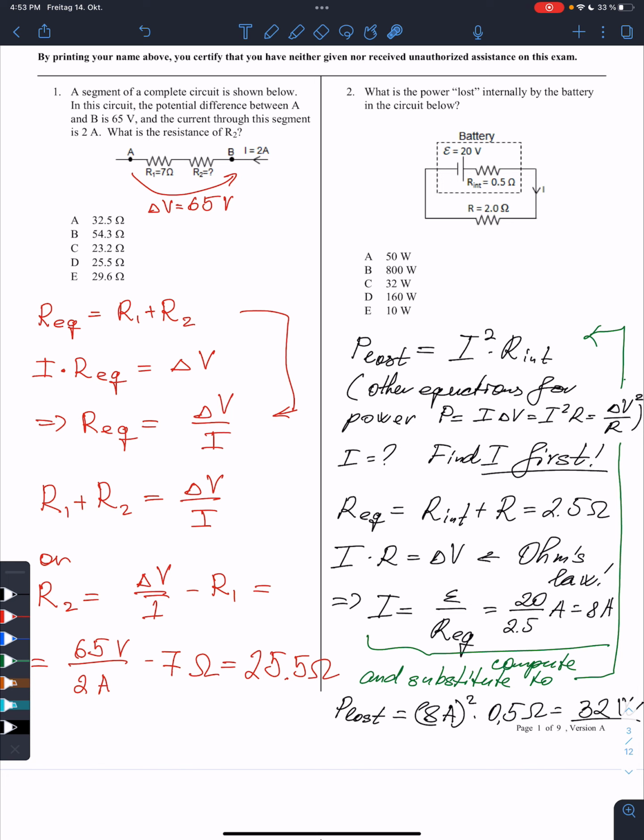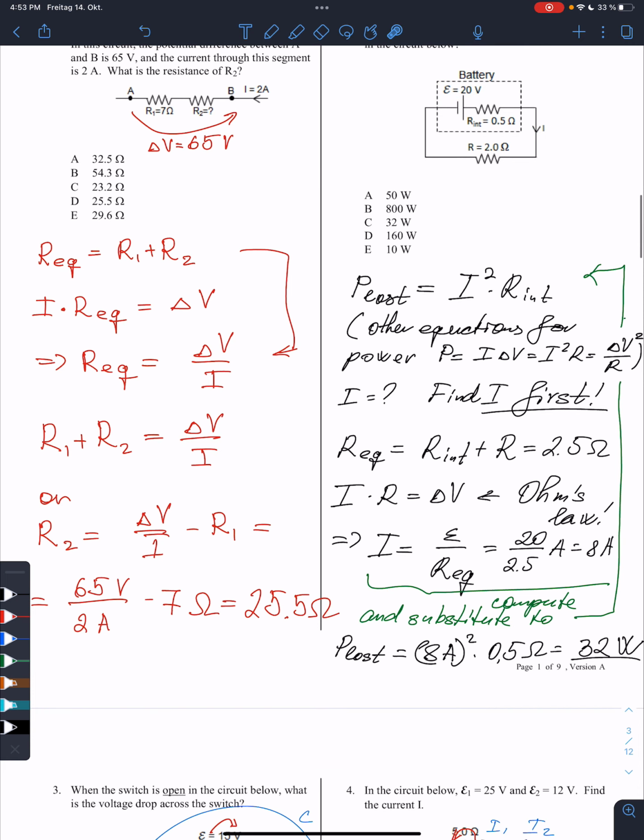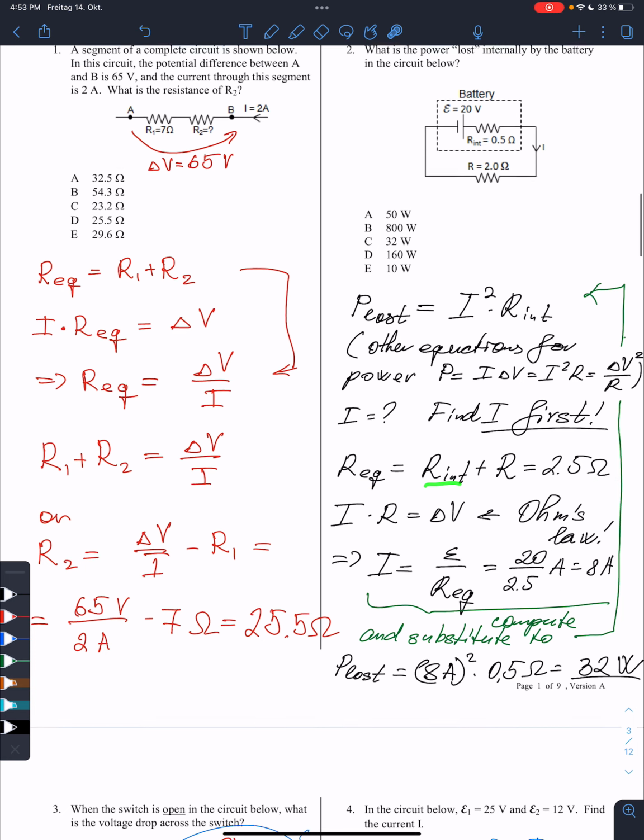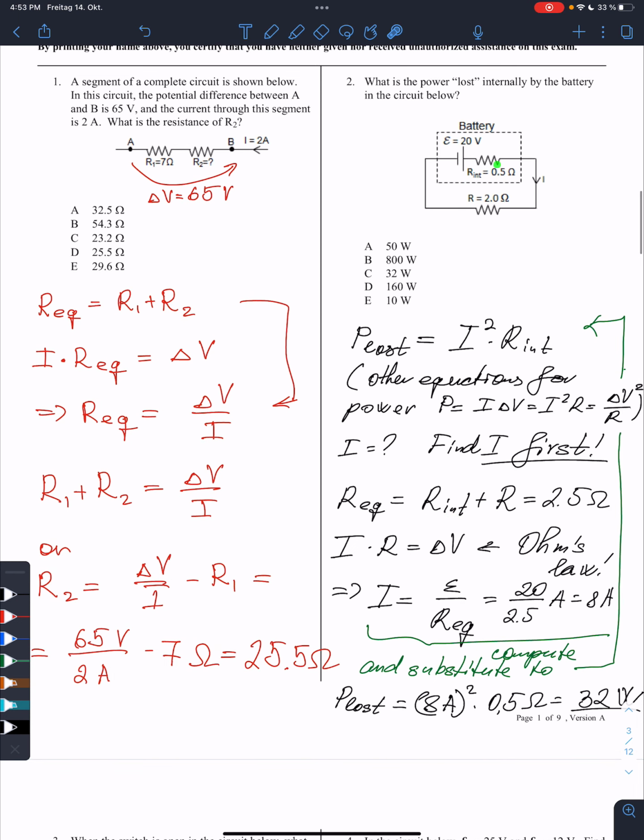Once we find the equivalent resistance, since we know the voltage, we'll be able to find the current using Ohm's law. The equivalent resistance of resistors connected in series is just the sum, R internal plus R, so 0.5 ohms plus 2 ohms is 2.5 ohms. Now we can use Ohm's law, which connects the current, the potential difference and the equivalent resistance. We substitute what we know and find the current. It is 20 divided by 2.5 amperes, so we get 8 amperes.